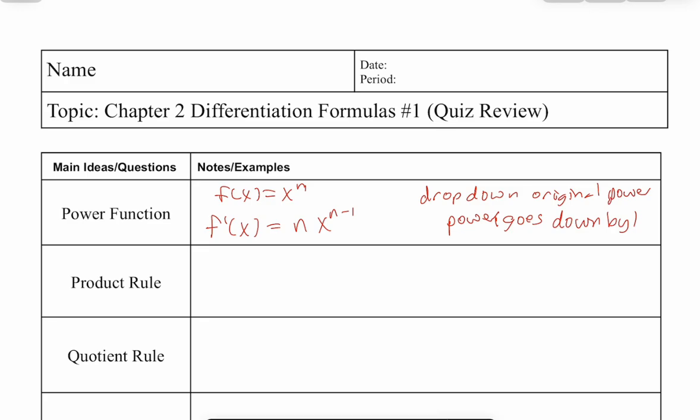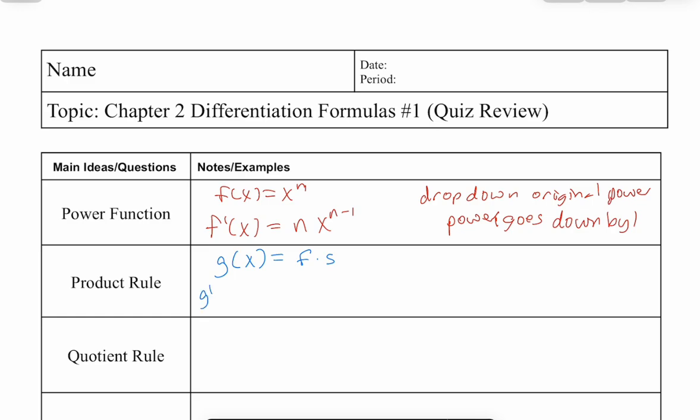Let's talk about the product rule. I'm going to call it G. It doesn't really matter, but I'm going to call this first and second. So you have two things multiplied together. Let's think of x and a sine. We can't really multiply those, so we're forced to use the product rule, okay?